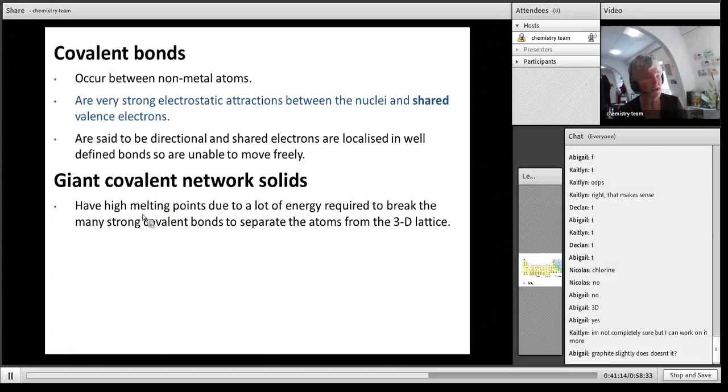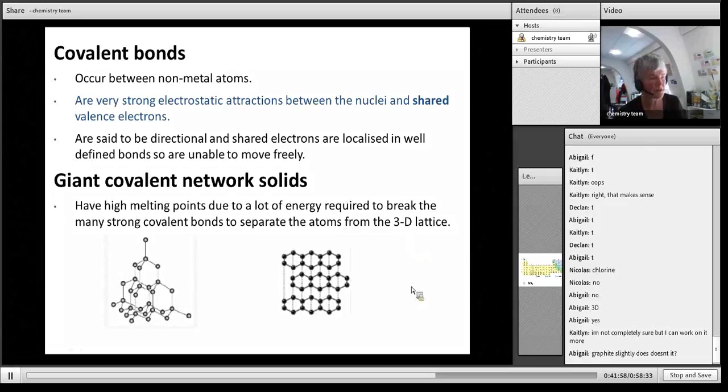So this is a key point, that they have high melting points because you've got strong covalent bonds, and you've still got a three-dimensional structure, unless it's a two-dimensional polymer, okay? But we're looking at three-dimensional polymers, like you find in your car tires, okay? So you've got the 3D lattice with the covalent bonds all around, holding everything in position. So you've got to break lots of strong bonds in all directions in order to melt a giant covalent network. So that's the common one to all of them.